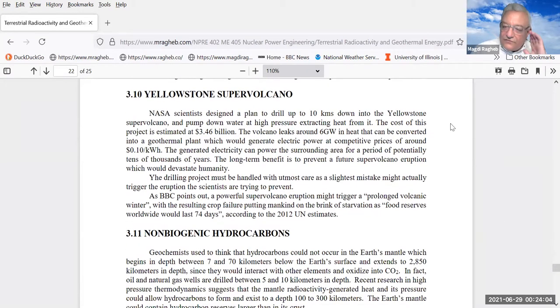This leads us to talk very quickly about Yellowstone as a super volcano that can erupt at any time. And NASA has discovered that there is new activity. So scientists are thinking about reducing the pressure from the Yellowstone caldera by trying to extract some of the heat to cool it down in general.